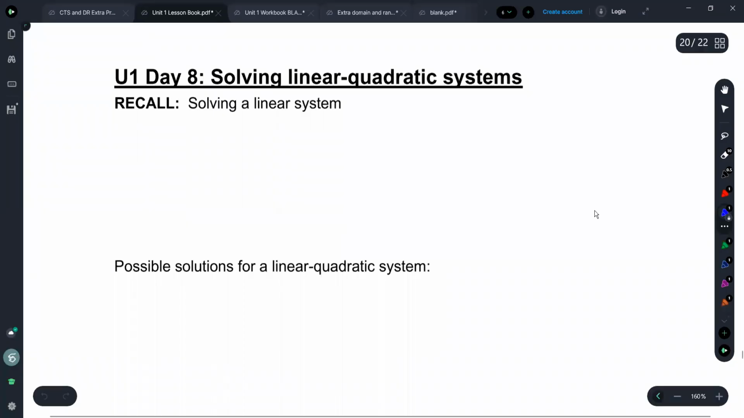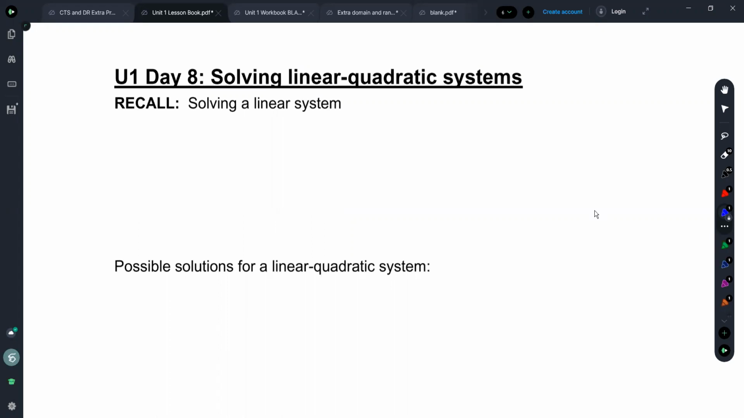Okay, so this will be our last lesson of this unit. We are working on something called a linear quadratic system. So let's just take this back to grade 10 for a second here. In grade 10, early on in the course, we worked with solving what is called a linear system.